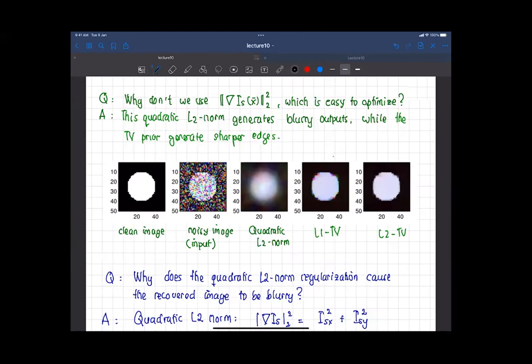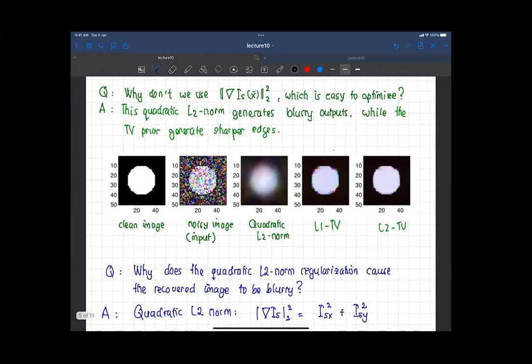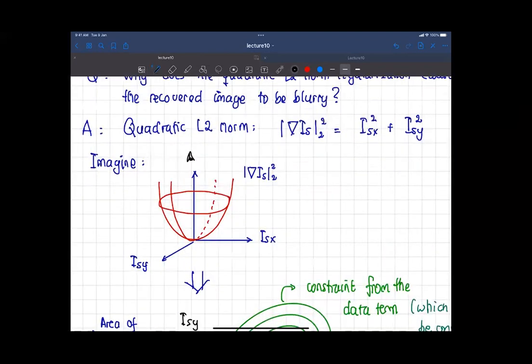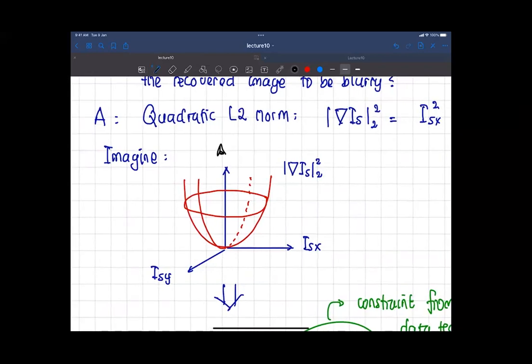So I can explain why this is the case. TV here is basically the main driver. Why is TV, or something that is close to L1, better than the quadratic L2 norm? The most important question is why L2 gives you a blurry output. The basic explanation is that this red curve is a quadratic function. If you have ISx, the derivative of IS in the x direction, and ISy, the derivative of IS in the y direction, then you will have this quadratic function if you use the L2 norm.